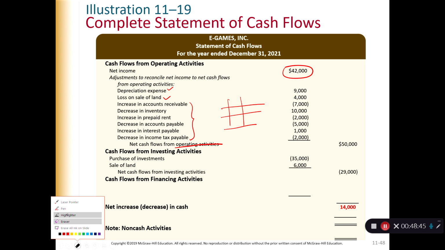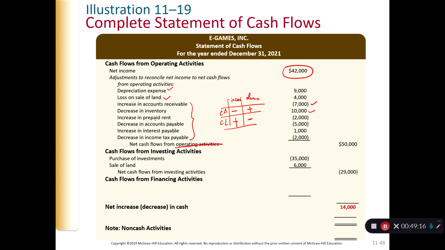The rule is like this. For current assets and current liabilities, if they increase or decrease: we minus a current asset increase, we plus a current asset decrease, we plus a current liability increase, and we minus a current liability decrease. So if you see increasing current assets, we should minus it. Decreasing current assets, we plus it.